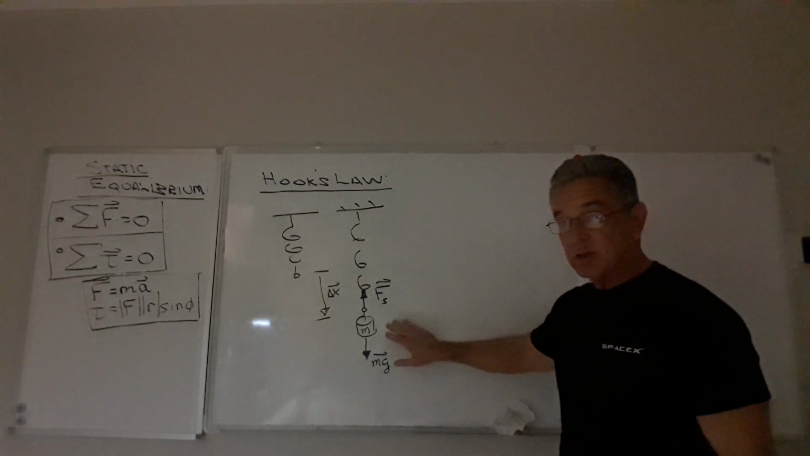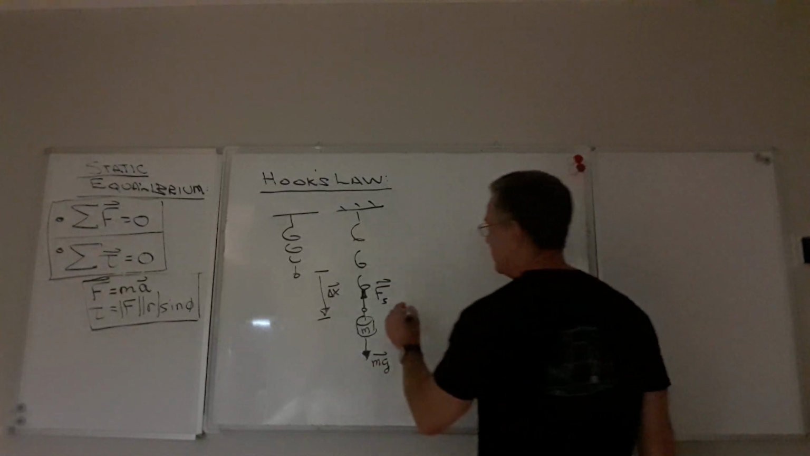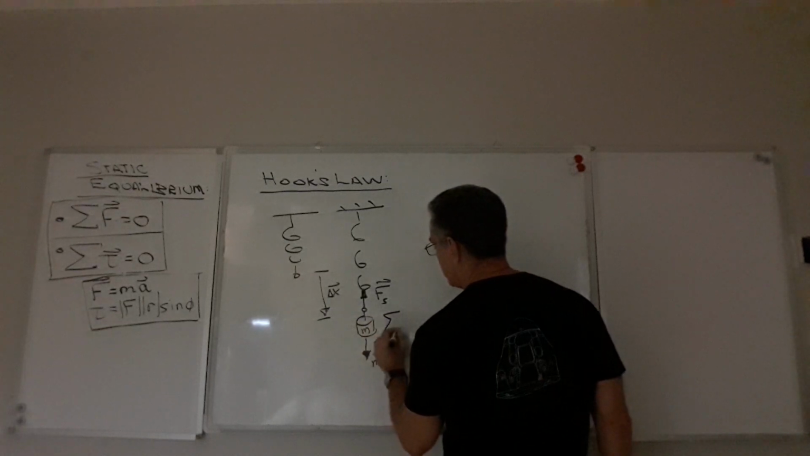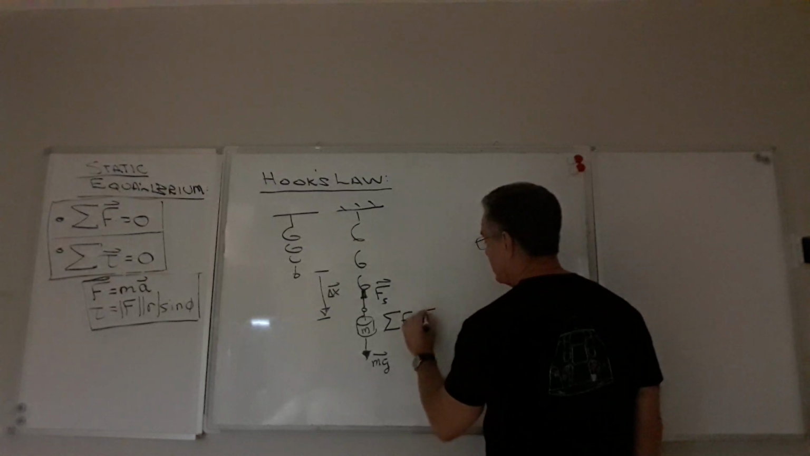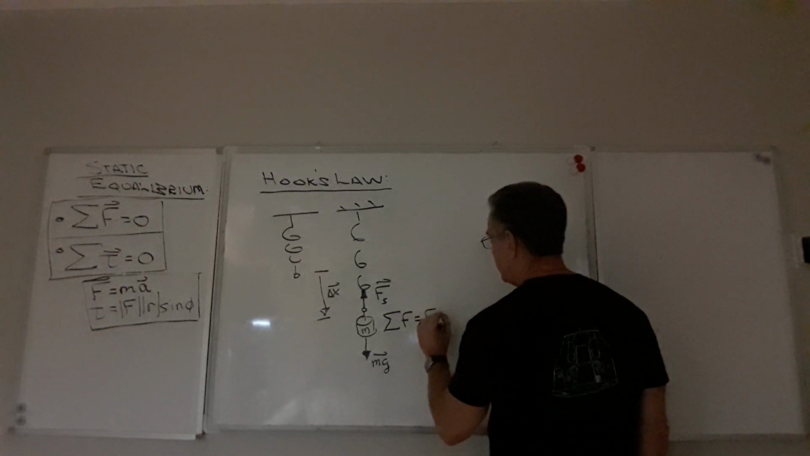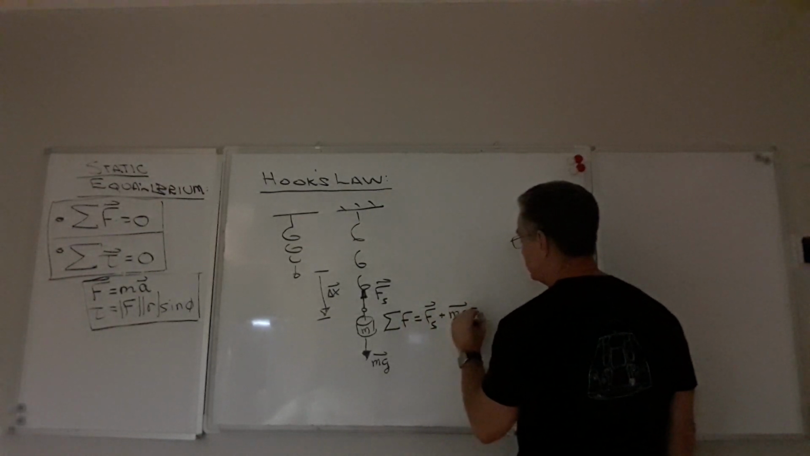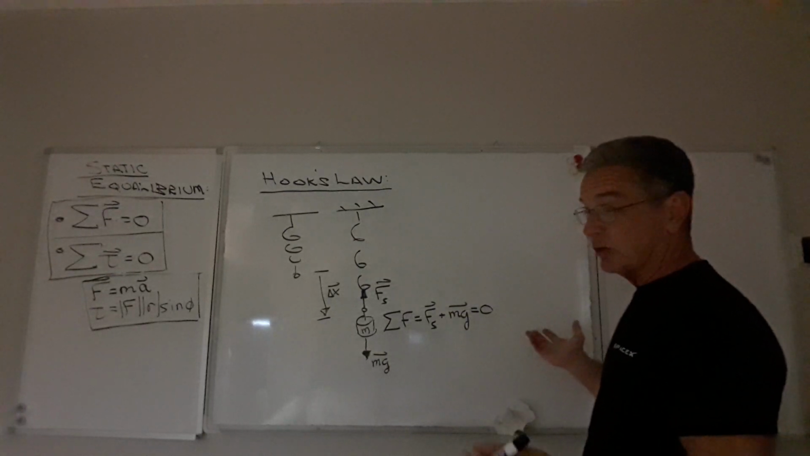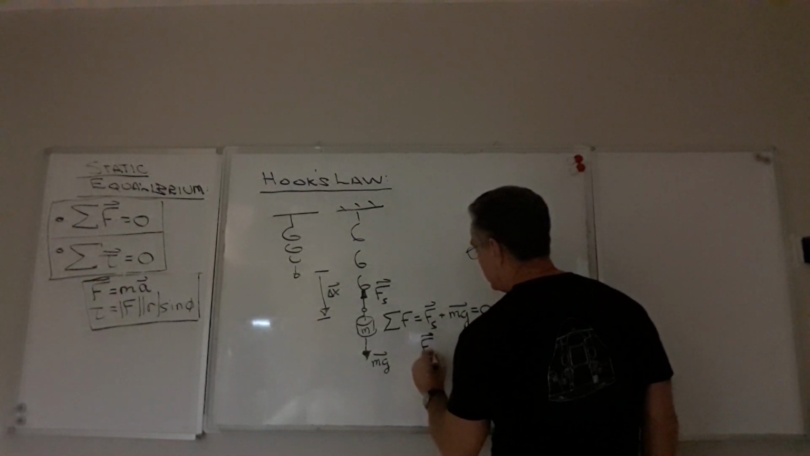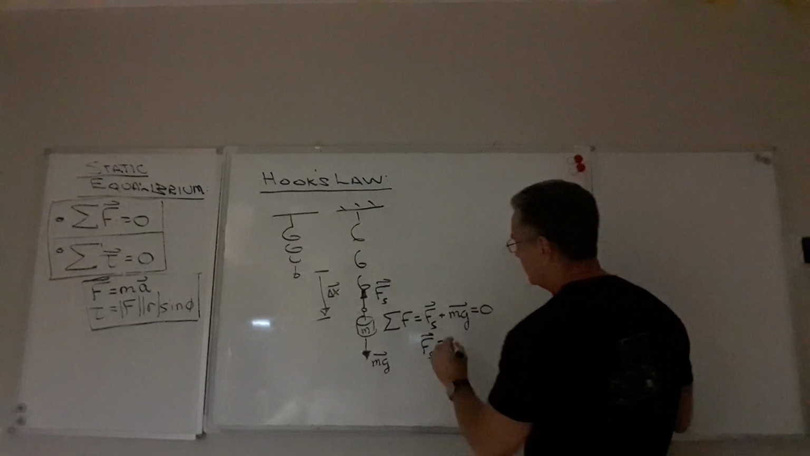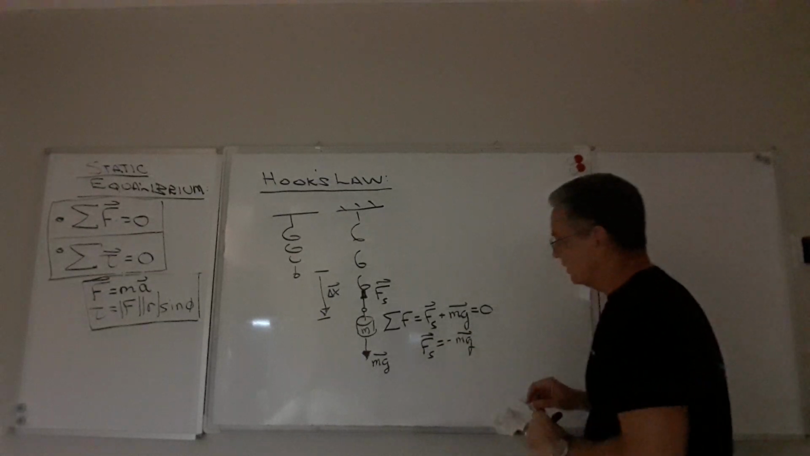Okay, now since this object is not accelerating, it's just sitting there, then if we sum the forces acting on it, those forces must add up to 0, right? There's no acceleration, so that means that Fs plus mg, these vectors, must be equal to 0. Sum of the forces is equal to 0 because there's no acceleration. So that means that the spring force vector is equal to the negative of the weight vector, right?